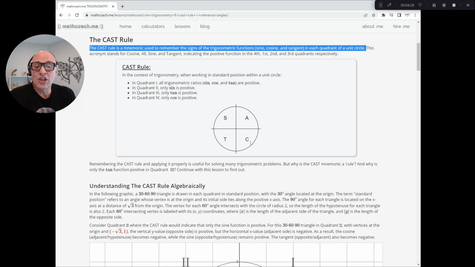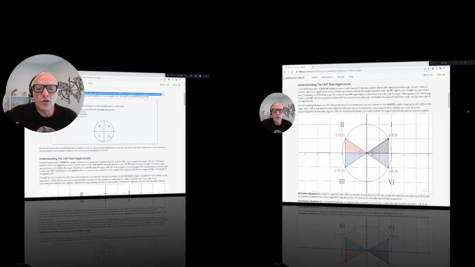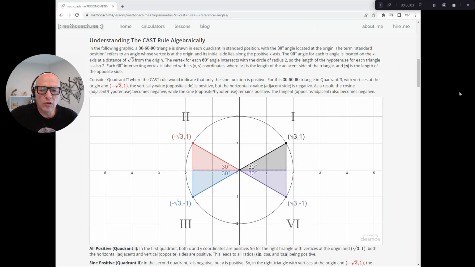Now, that's all you need to know. That's all you need to remember to apply this and solve a whole class of problems. However, we are going to go a little bit deeper to really master this topic. So first, let's explore the CAST rule algebraically.